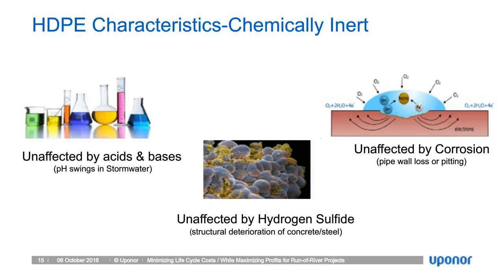As mentioned, the HDPE characteristics are why we have such a long life cycle or design life. HDPE, or high-density polyethylene, is unaffected by acids and bases, in case there are pH swings in the water, or there could be salinity, or maybe the soil has changed. It's unaffected by corrosion. It doesn't set up corrosion cells and does not suffer from localized pitting or general wall loss, such as steel piping. And it's unaffected by bacteria, which can cause hydrogen sulfide. So it's a very robust material which allows us to offer up a 100-year design life.